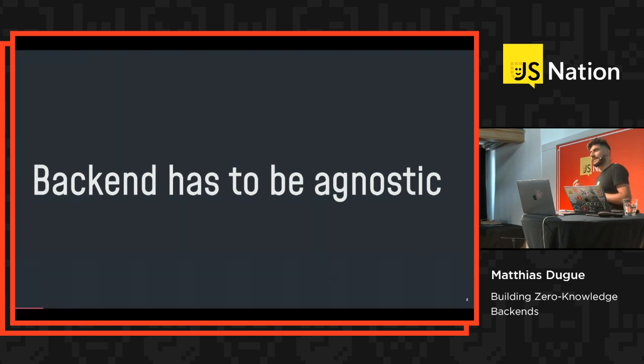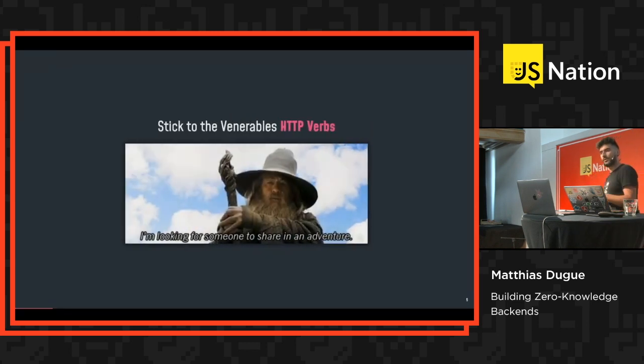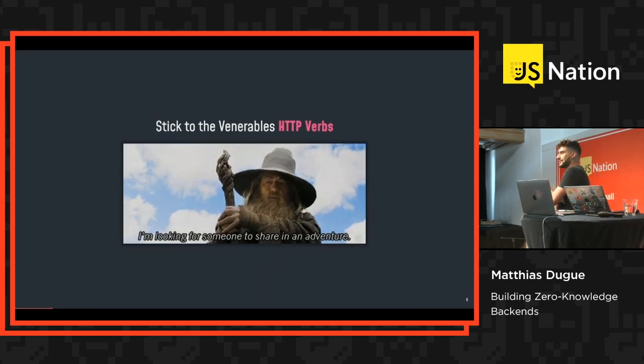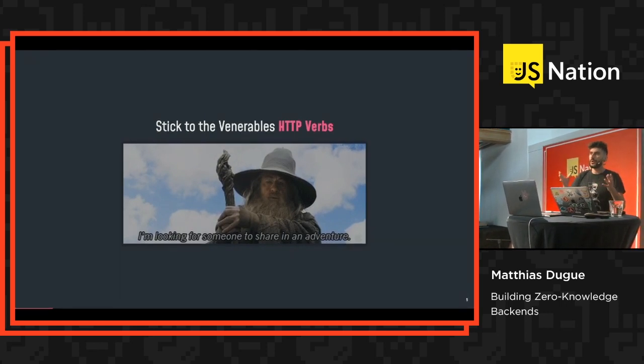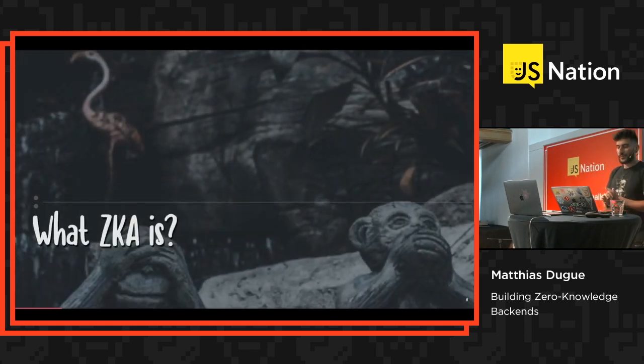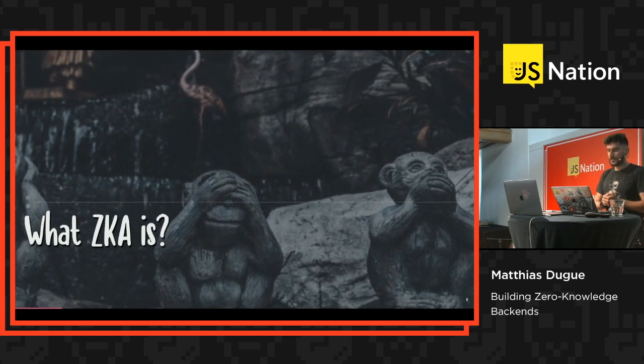The second thing is that the backend has to be agnostic. Why? Just because whatever you want to do, if the encryption remains on the client side, you don't have to deal with it on the backend. So you can develop your backend in a zero-knowledge architecture in any language you want. Node.js is probably one of the best to do it. Why? We will see it. But we need to stick to the venerable HTTP verbs. We don't have to do more, just because they are here to handle most of the problems and issues we will have in the zero-knowledge architecture.